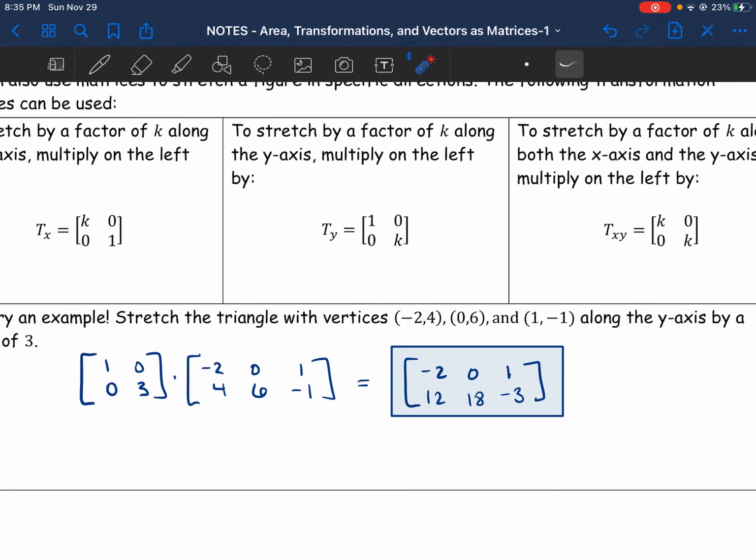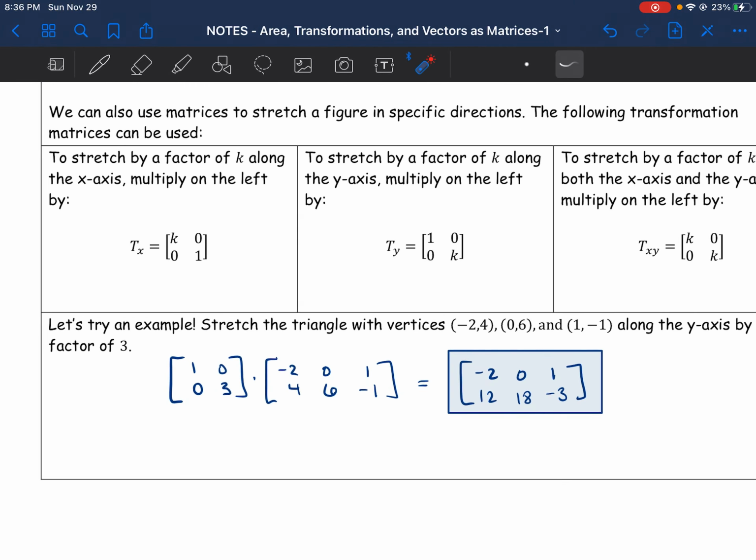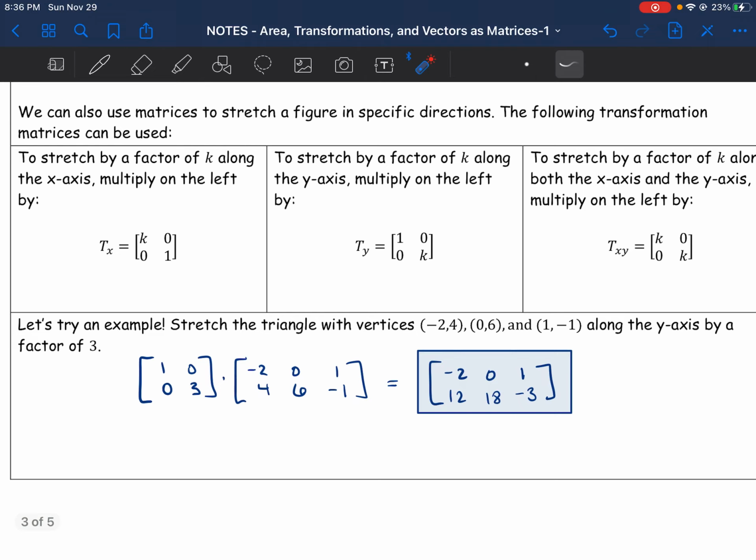Let's say we want to take the triangle with these 3 vertices, and we want to stretch it along the y-axis by a factor of 3. So along the y-axis, that'll be this transformation matrix, and since we want to stretch it by a factor of 3, we're going to replace the k with a 3. And we're going to multiply it on the left. So we take [[1,0],[0,3]], because that's where the k would be, and multiply it by these vertices, represented as a matrix, the x values on top, the y values on the bottom.